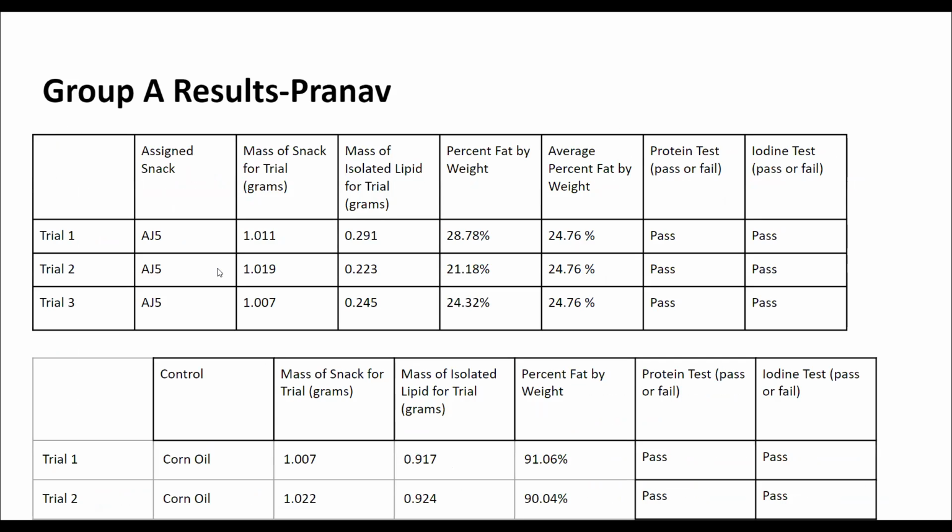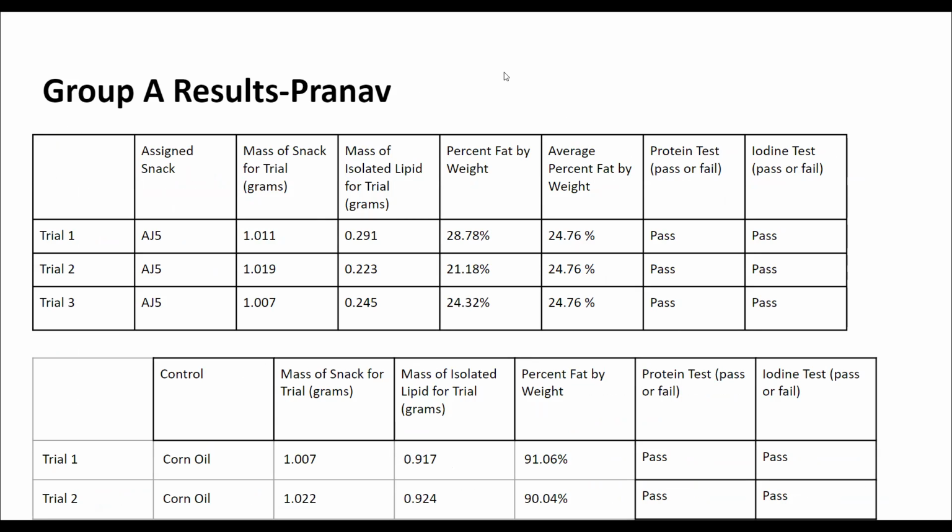Okay, and these are the results for Group A. So on the top, we have the results for all 3 trials for the assigned snack, which is AJ5 for us. So we got the mass of the snack and the mass of the isolated lipid for the trial, which led to us getting our values for the percent fat by weight.